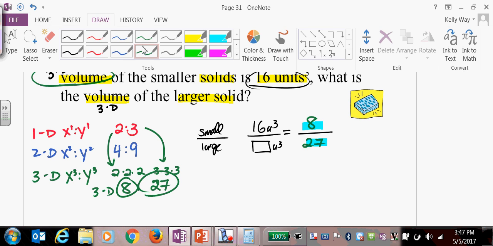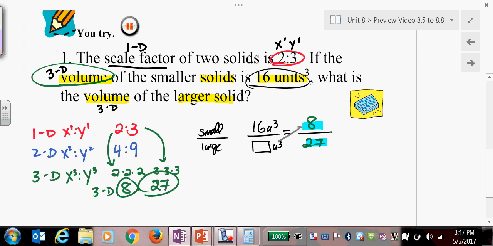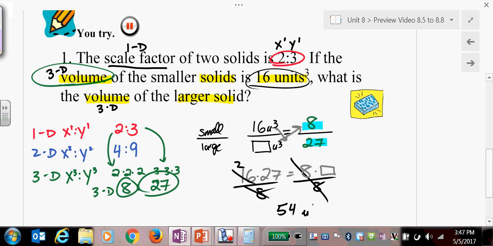When you change dimensions, you change ratios. We're going to cross multiply. And then you simplify. So 2 times 27, that's 54 units cubed. And the reason why we did that one is because we were told volume is 3 dimensions. Therefore, we use the 3-dimensional ratio.